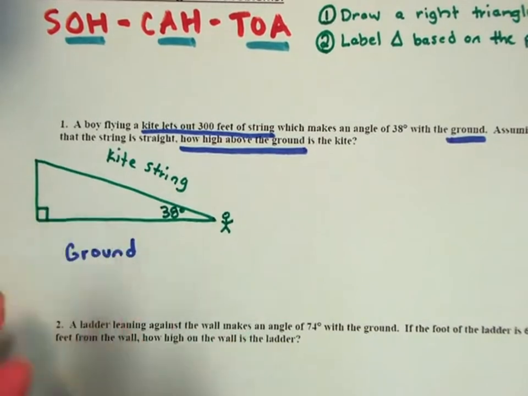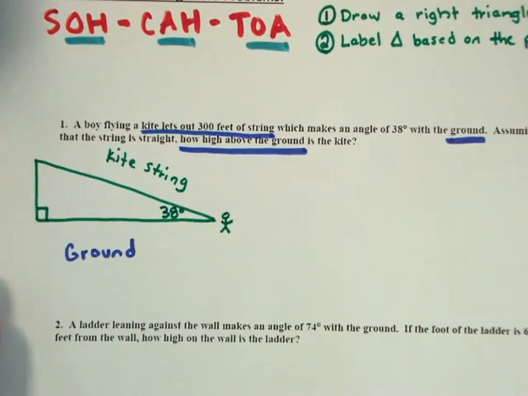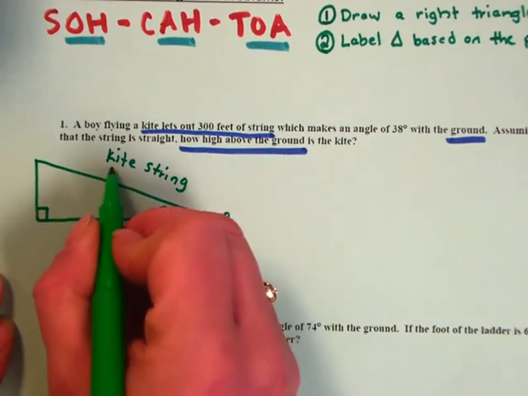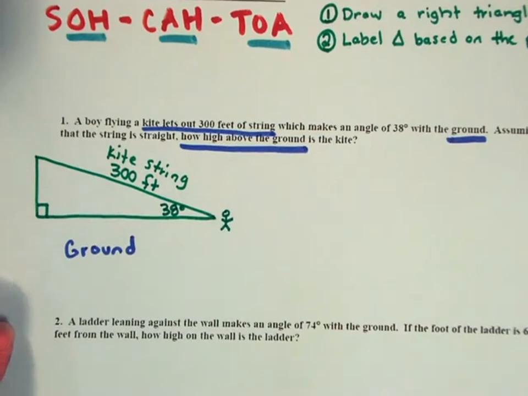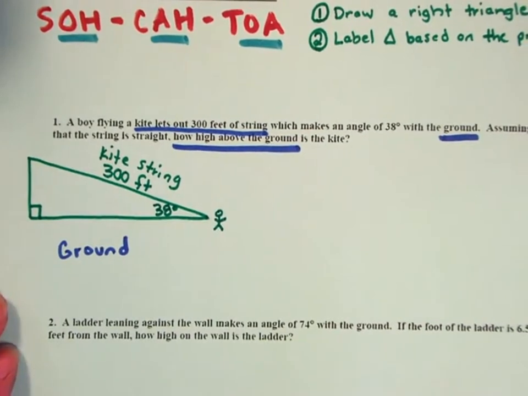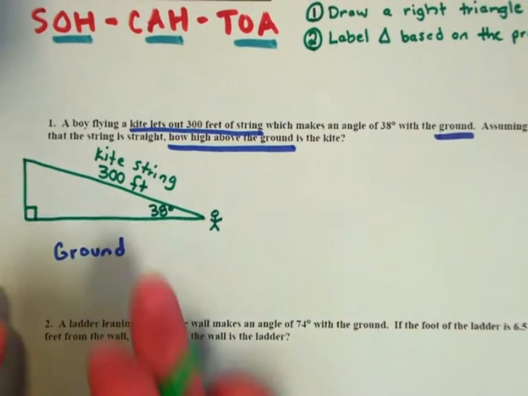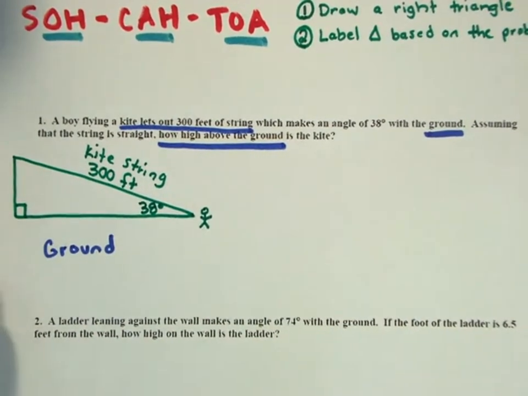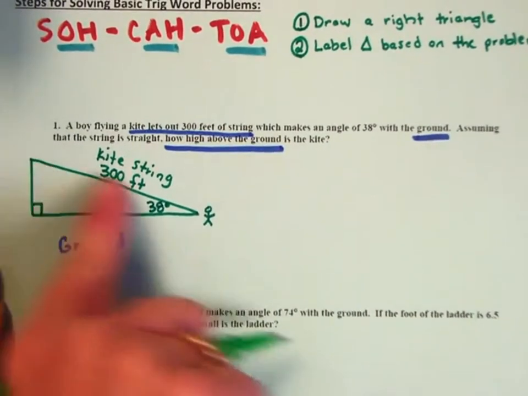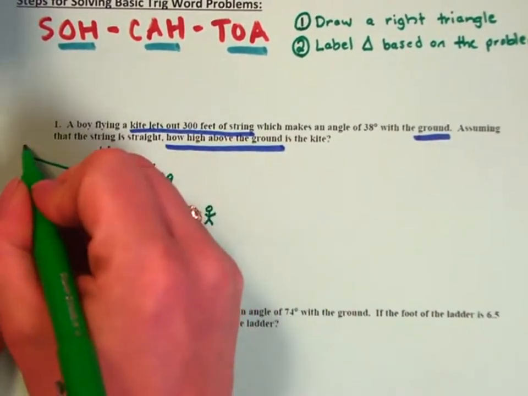Okay, so let's label. A boy is flying a kite and he lets out 300 feet of string. So we have 300 feet here. That makes an angle of 38 degrees with the ground. We know we have our 38 degrees there. Assuming that the string is straight, we have a straight line for our string. So our kite's over here.